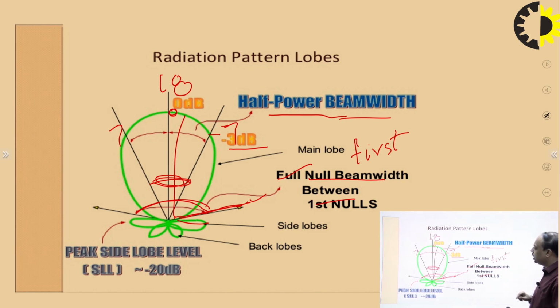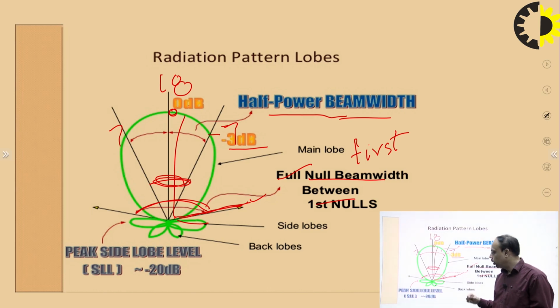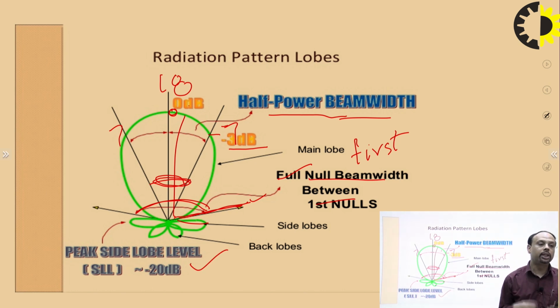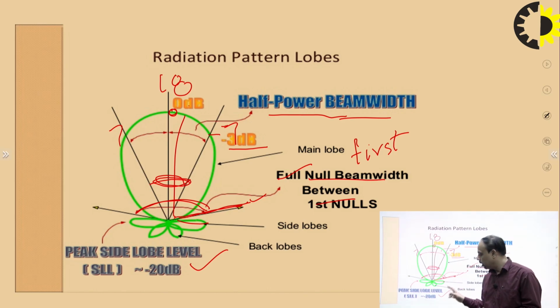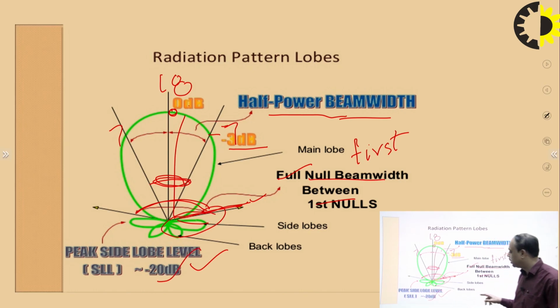It is represented by FNBW, and these are the side lobes. Again, the side lobe must not be greater than minus 20 dB. If it is greater than minus 20 dB, it behaves like another main lobe. So always be careful while designing an antenna that the side lobe level radiated by the antenna must be below minus 20 dB.